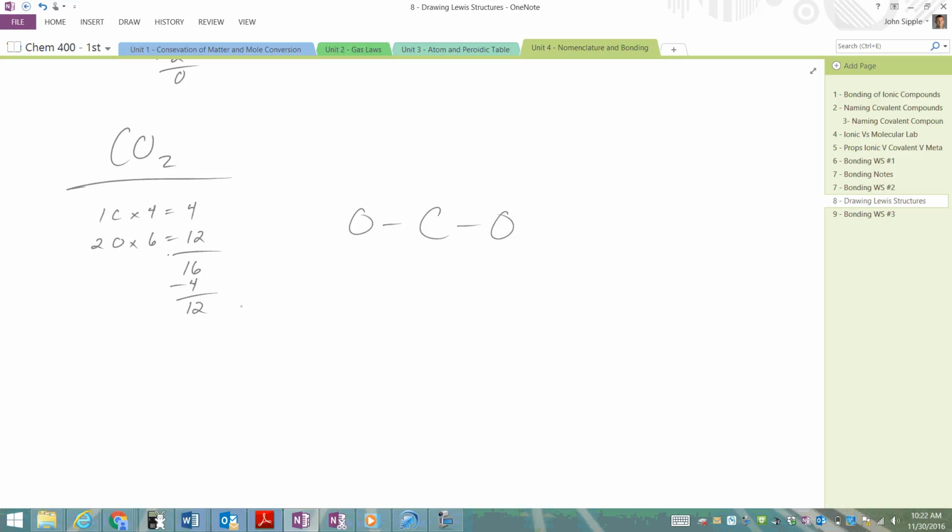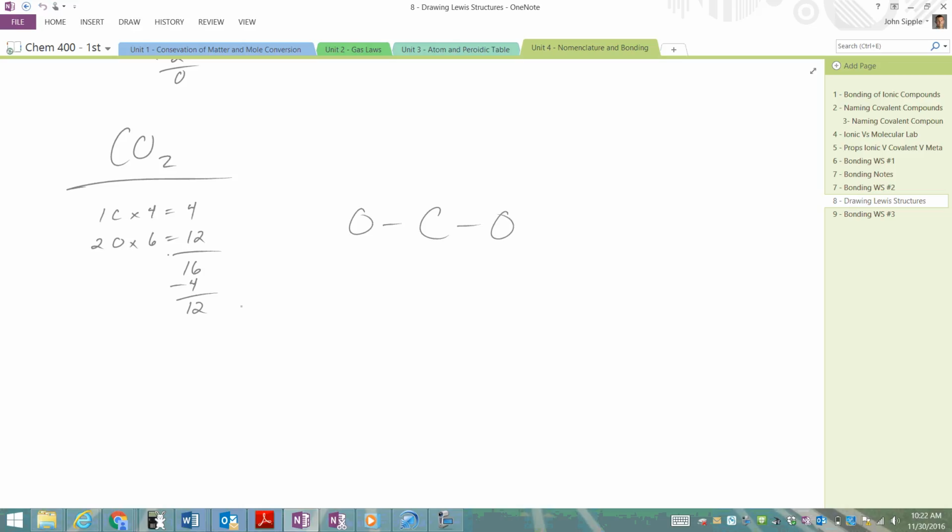Typically, yeah, because that corresponds to the least electronegative. And you'll find that carbon is pretty much a center type of atom. It can make 4 bonds. That's the reason why carbon is so versatile, right? So carbon is typically the one in the center if you're dealing with carbon. We got 12 electrons left over. We'll get to that in a minute. Don't worry about it. We'll get there.